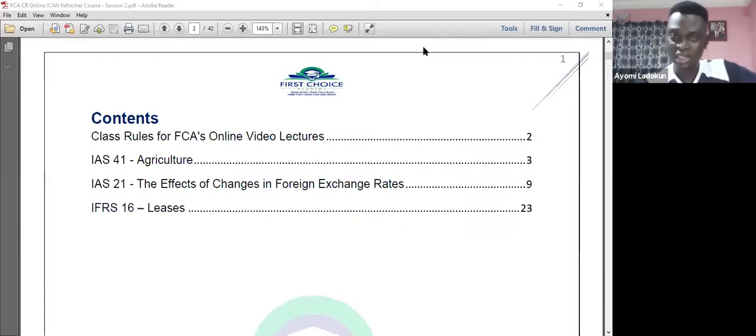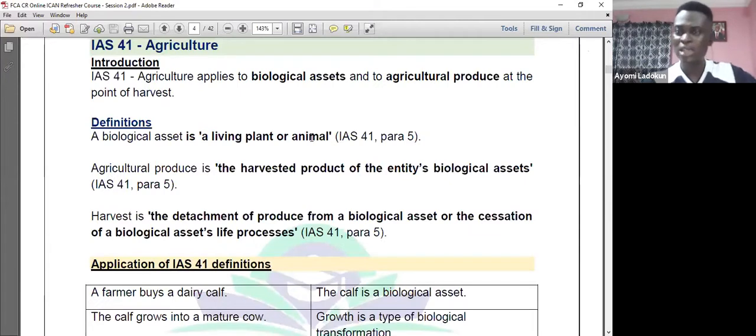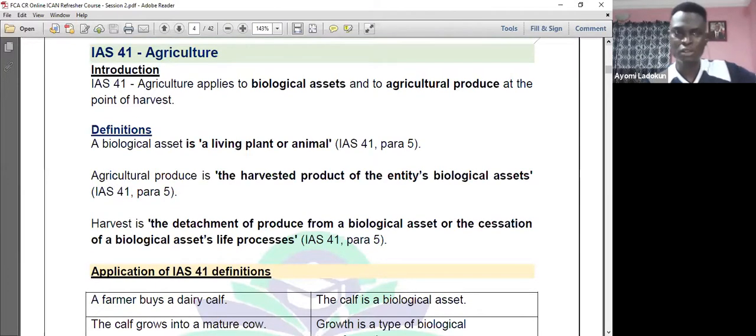But notwithstanding, continue with your study. So read ahead. You have the material with you. Read ahead of the class. By tomorrow, I'm going to try to send all the material, okay? So that you can start to read ahead. So when you come to class, it will just be like a revision, like a refresher for you, and you are ready for your exams. So let's take a look at IAS 41, agriculture, okay?